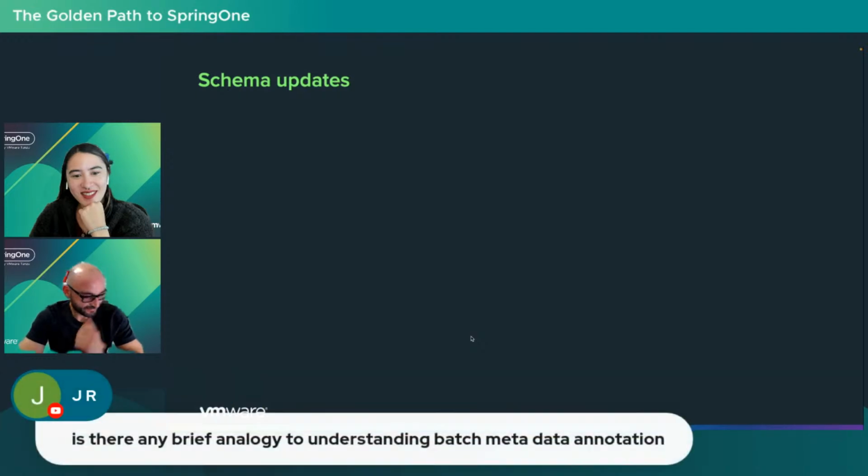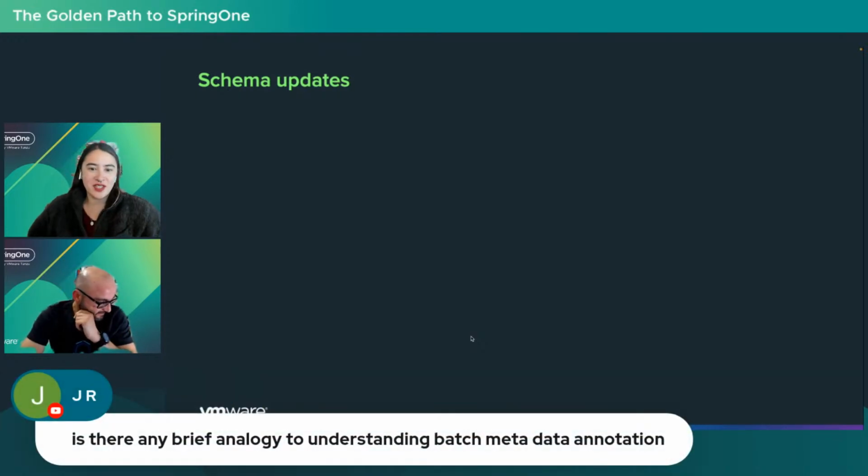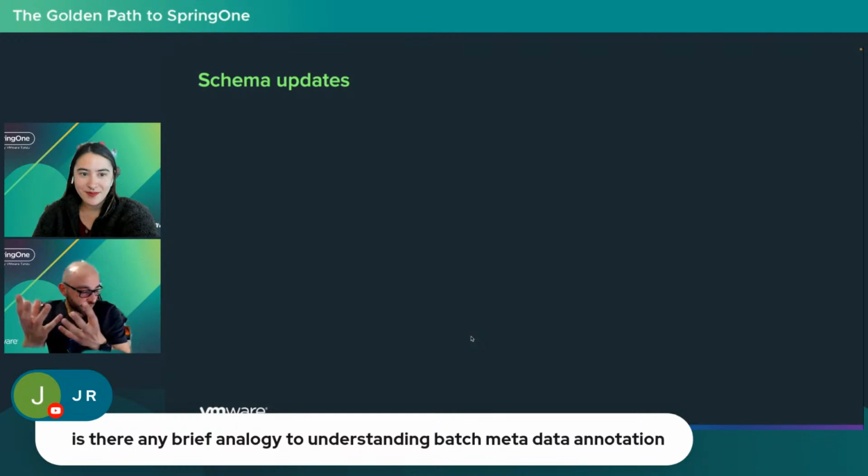And then the last one for now is, is there any brief analogy to understanding batch metadata annotation? I don't understand what batch metadata annotation is. For me, batch metadata is everything related to the execution that is required to restart a job in case of failure, basically.